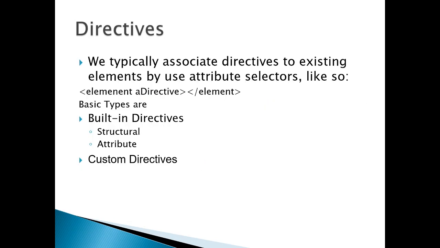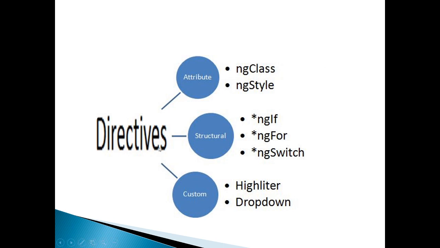We typically associate a directive to an existing element by using attribute selectors. We have built-in structural level directives, and we have attribute level directives. We will see how they are different, and then we will see an example of a custom directive, how we can create our own directive. So let's start. Attribute level directives are just like ngClass and ngStyle. Structural level directives are ngIf, ngFor, and ngSwitch. And we can create our own directives like a highlighter, a drop down, or anything like this.